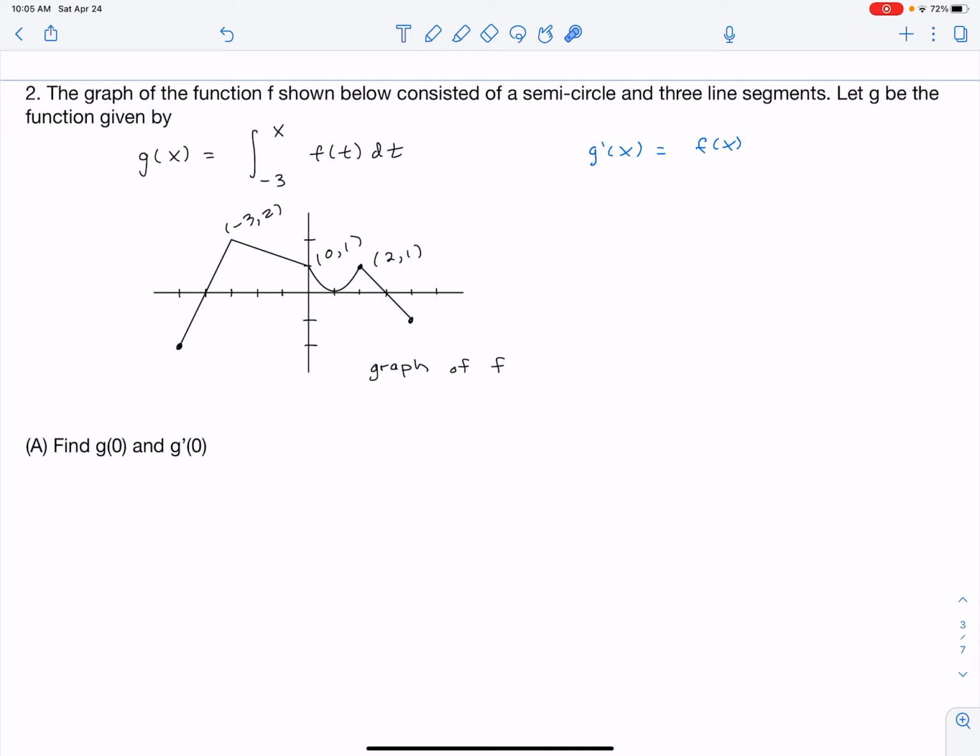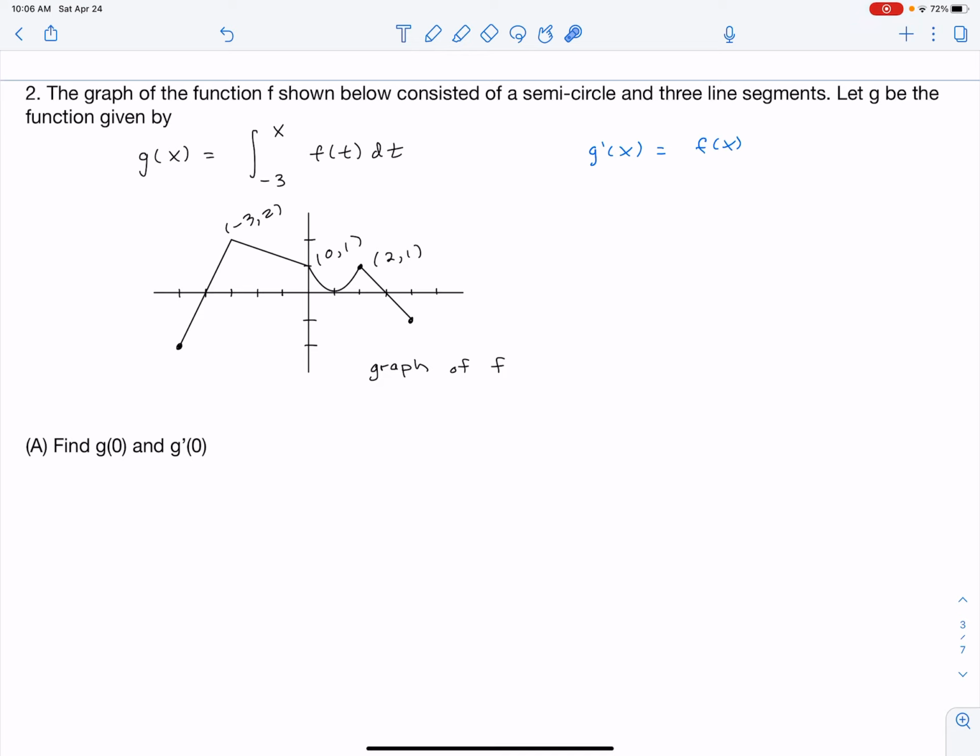That's important. What does that mean? By definition, if I want to find some values for g, like g of 7, all I need to do is plug 7 into this function and evaluate, finding that displacement based on the way they are defined. If I want to find g of 2, I plug in 2 here and find the area underneath that curve from -3 to 2. That's my value.